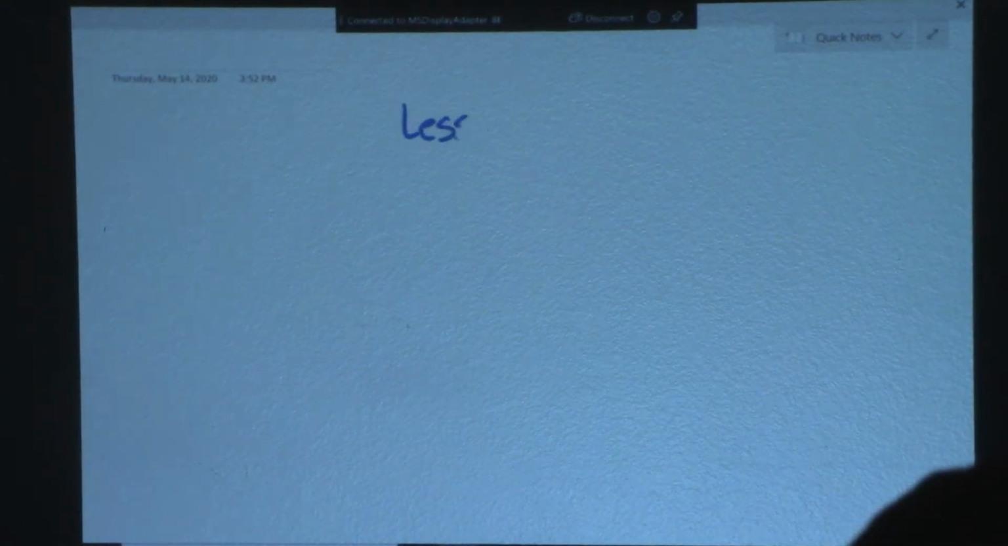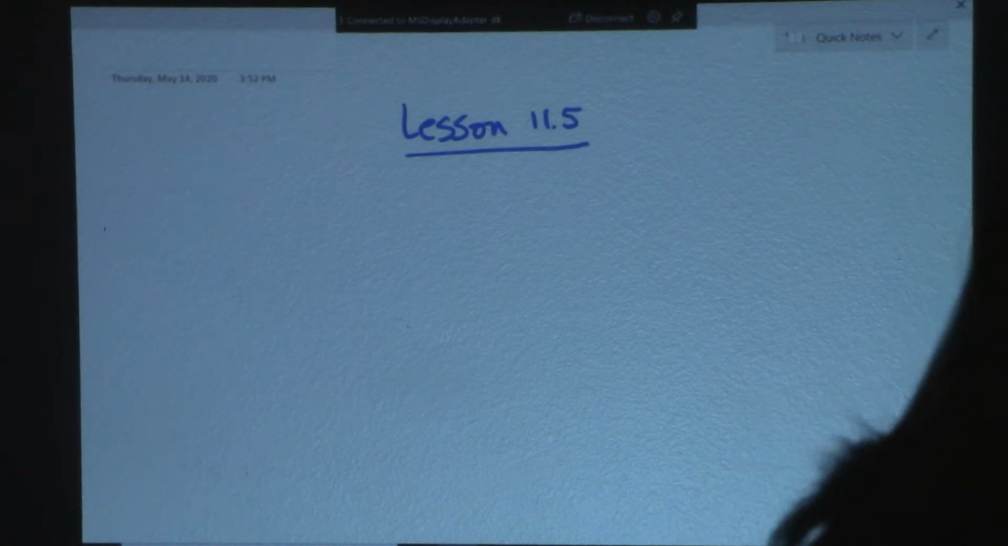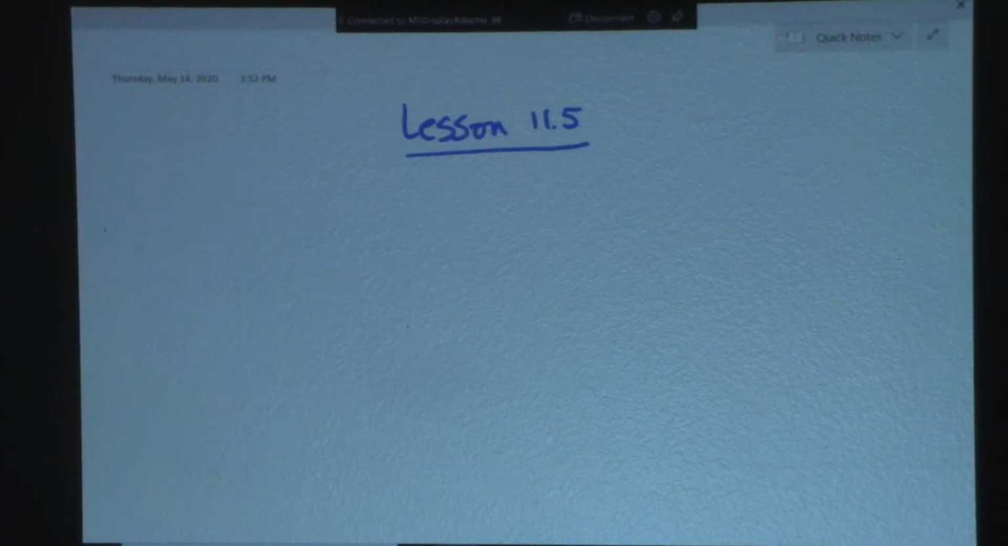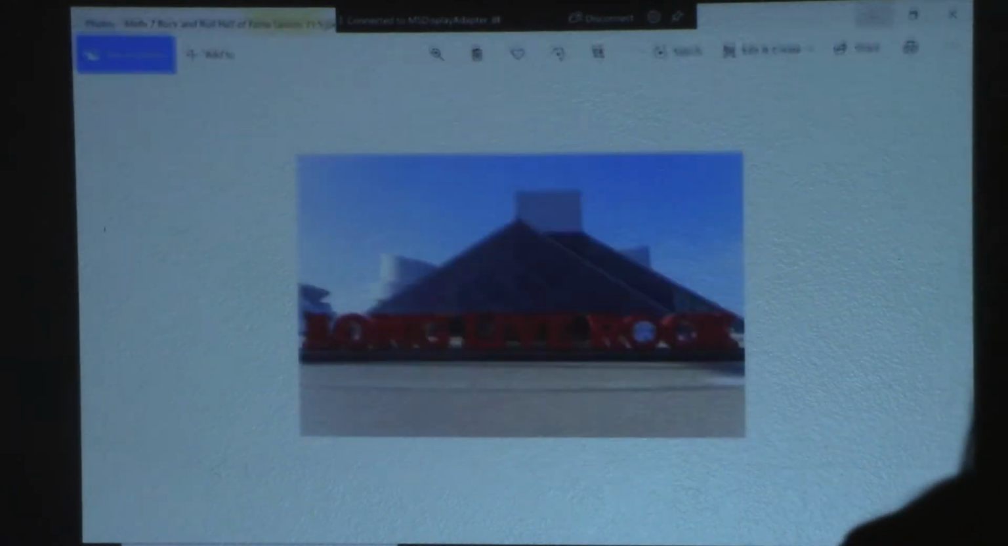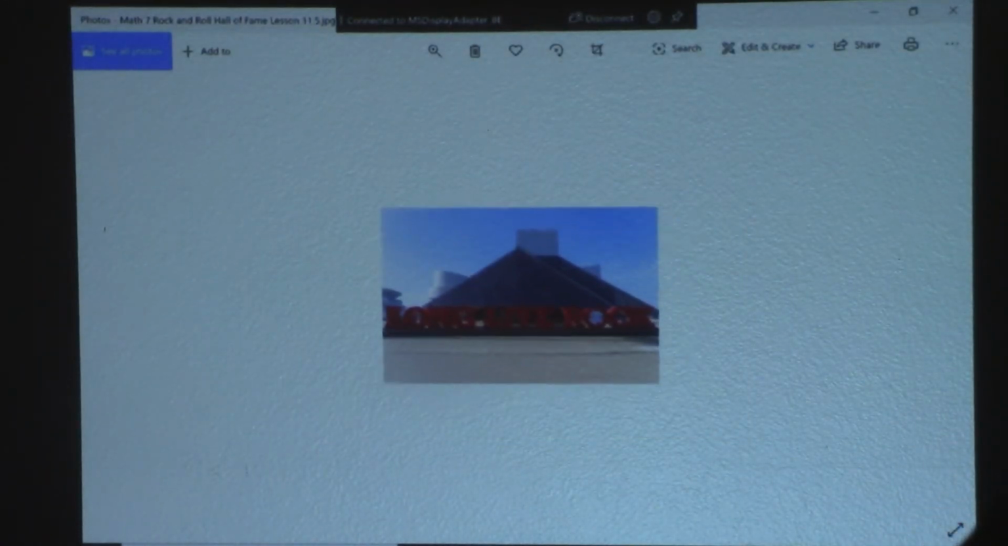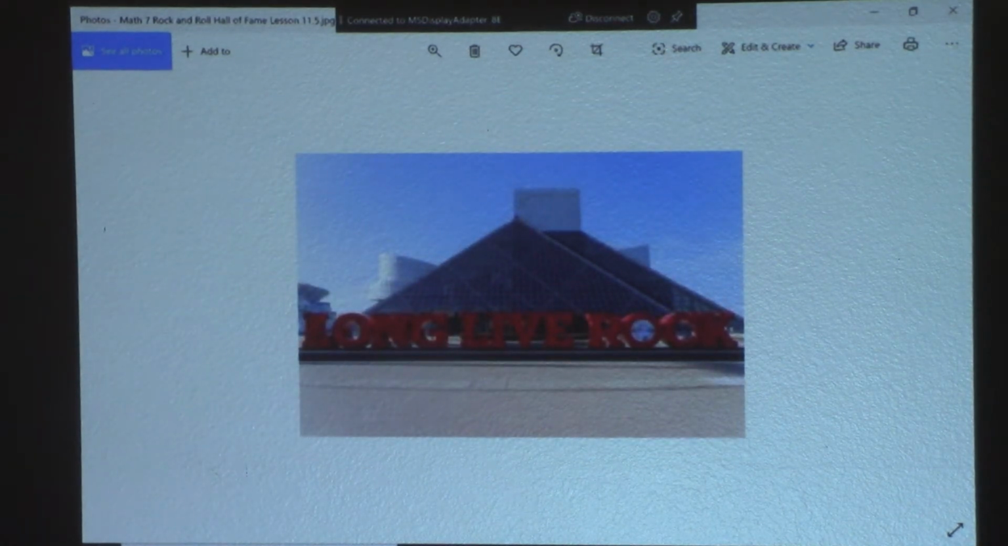All right? So let's get started with lesson 11.5. Here we go. 11.5 is about the area of triangles and trapezoids, okay? So let's look at a problem. I want to pull up a picture for you. Isn't this cool? This is in Cleveland, and it is the Rock and Roll Hall of Fame. Do you see that shape there? There's a triangle entrance. It's really quite dramatic to that museum.